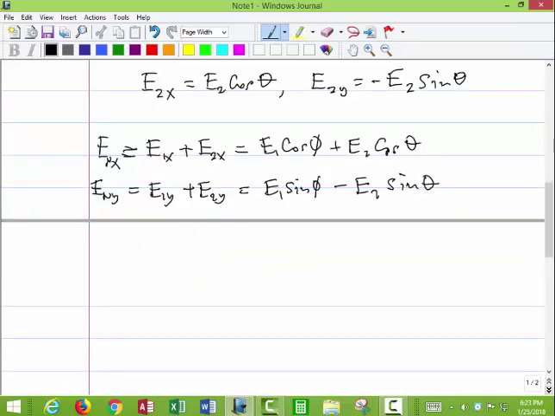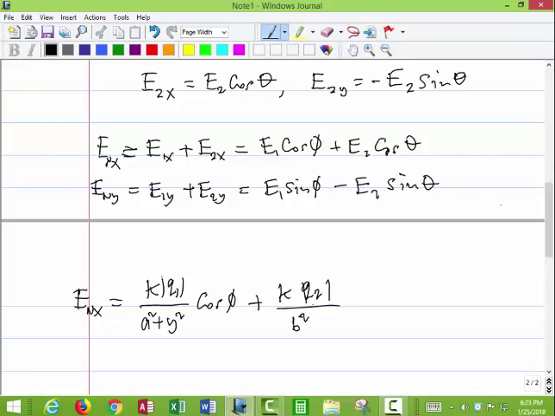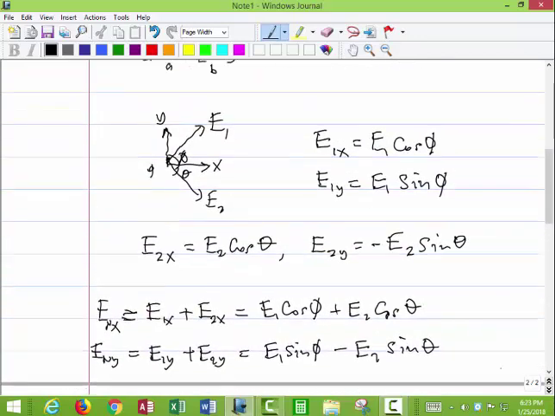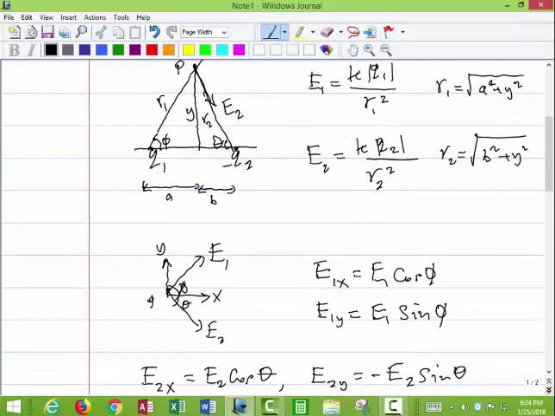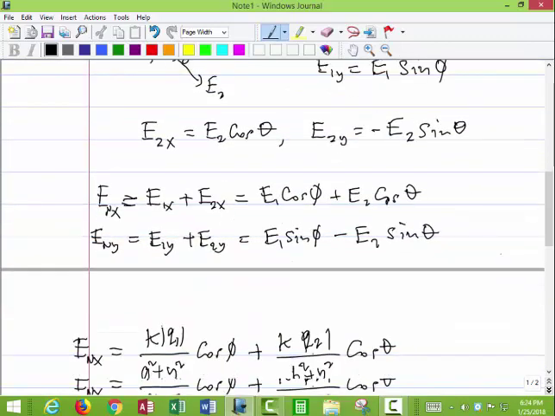So we can put them together. We can say E total in the x direction is going to be E1, which is K Q1 over A squared plus Y squared, cosine phi, plus E2, which is K Q2 divided by B squared plus Y squared, cosine theta, because we've already established that R2 squared is B squared plus Y squared. So when we use E2, that's what we shall have.